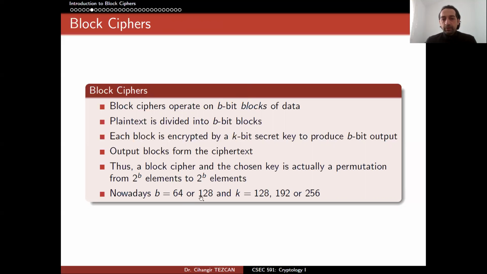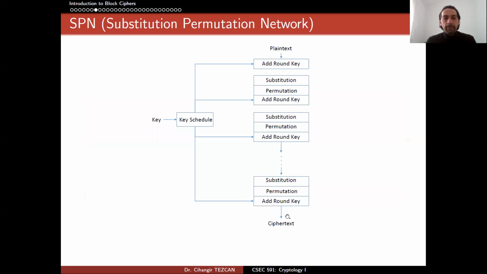A block cipher with a chosen key is actually a permutation from 2^b elements to 2^b elements, and b here is the block size. Nowadays we use 64 or 128 bits, which is 8 bytes or 16 bytes. For the secret key, we recommend using 128 bits or something larger. Smaller than this can cause problems, maybe not today, but in the future. I will also talk about why this size is important.